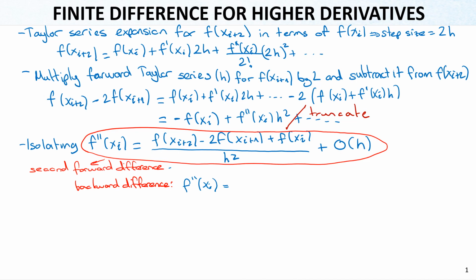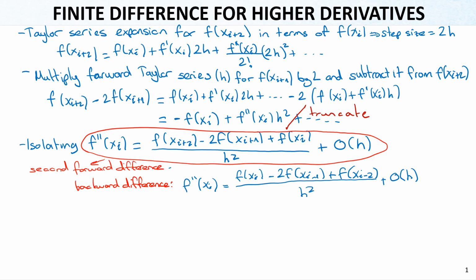In other words, you can see the forward is i plus 2, i plus 1, i. In backward, it's i minus 1, and i minus 2. So f xi is the largest, minus 2 times f xi minus 1, it's going backward, plus f xi minus 2. Again, this is h square, but the error is O(h).